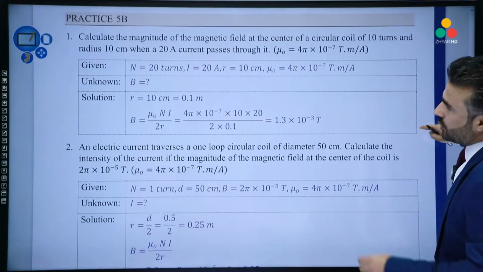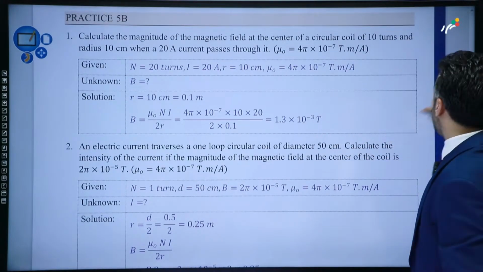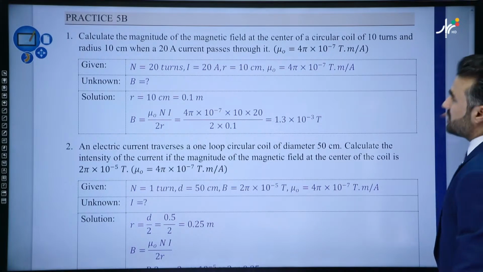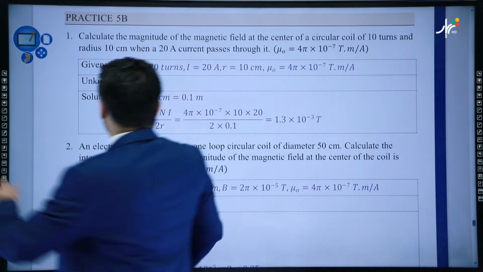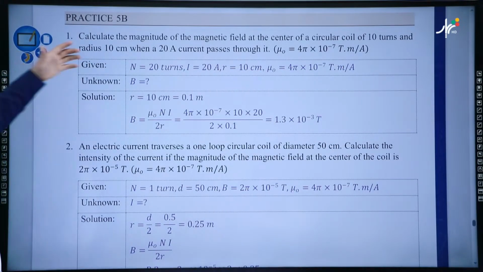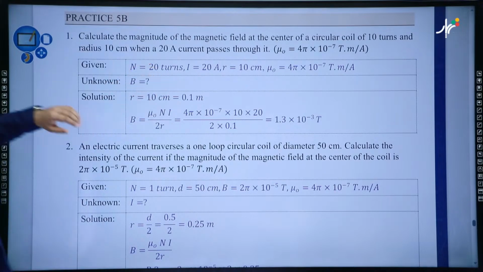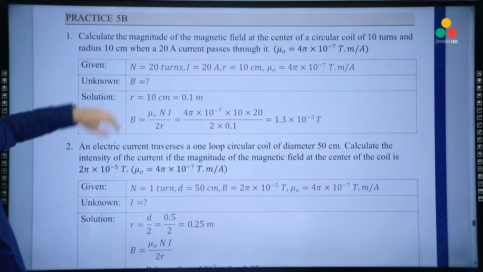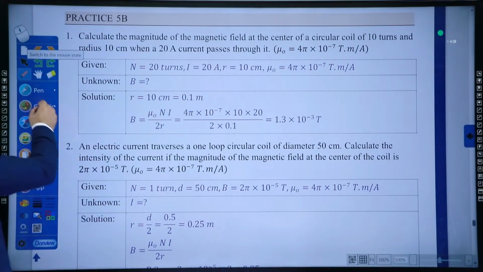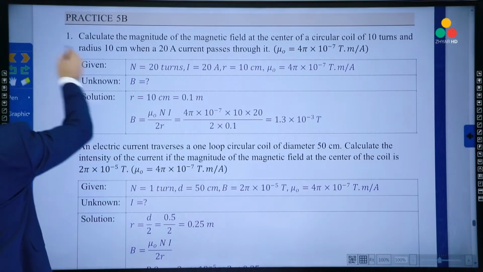So let's go through question 1 in practice 5b. What do we have? It says calculate the magnitude of the magnetic field in the center of a circular coil. So the case that we have is a coil. And remember this. How many turns? We have 10 turns.